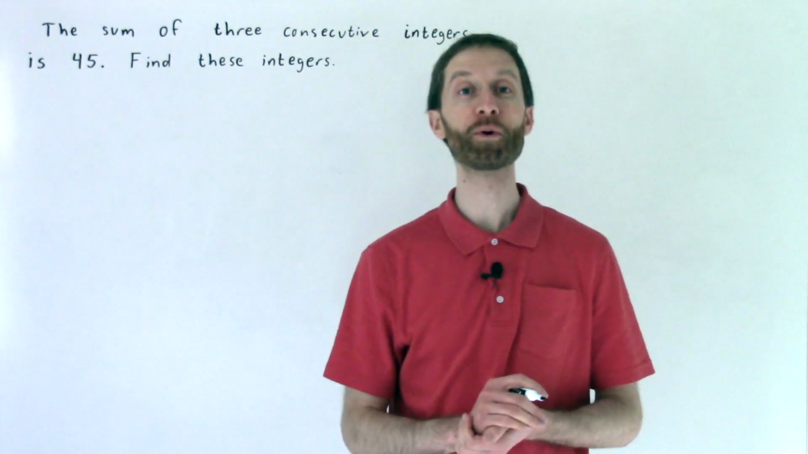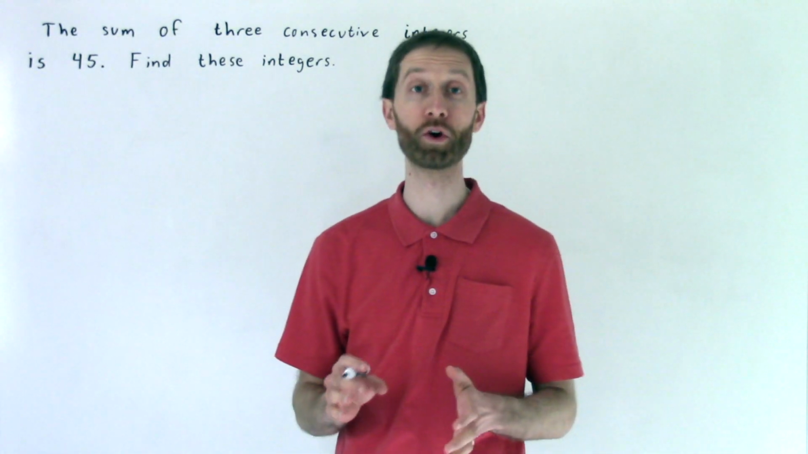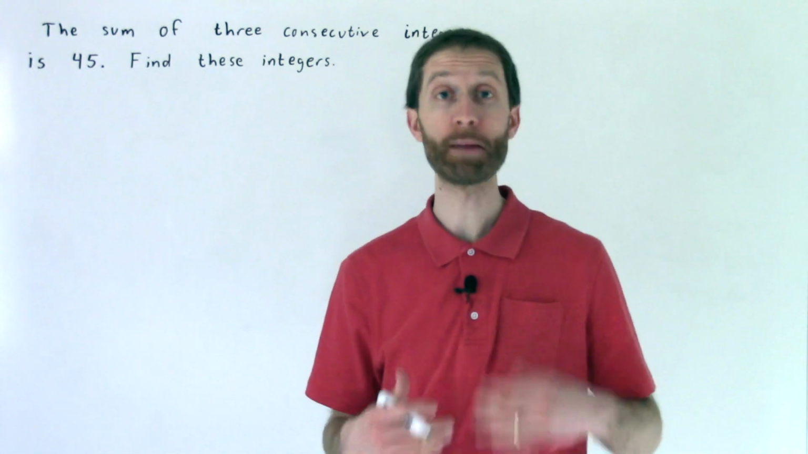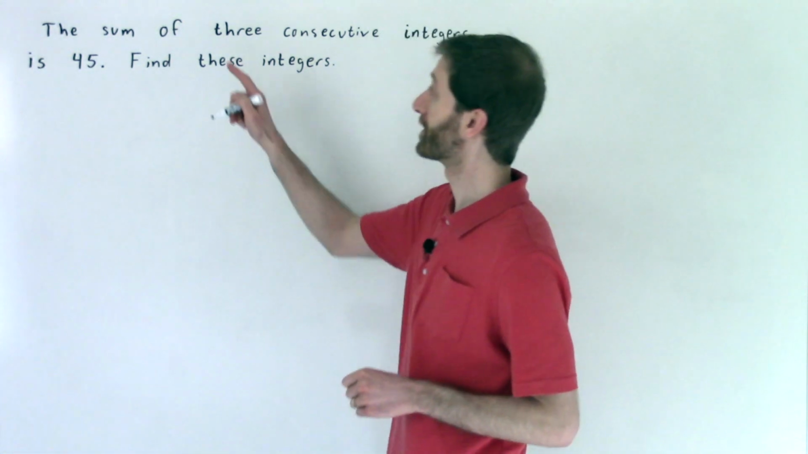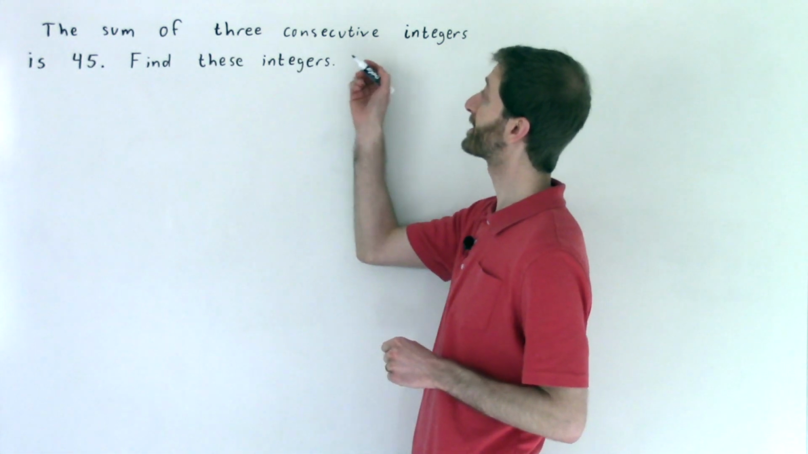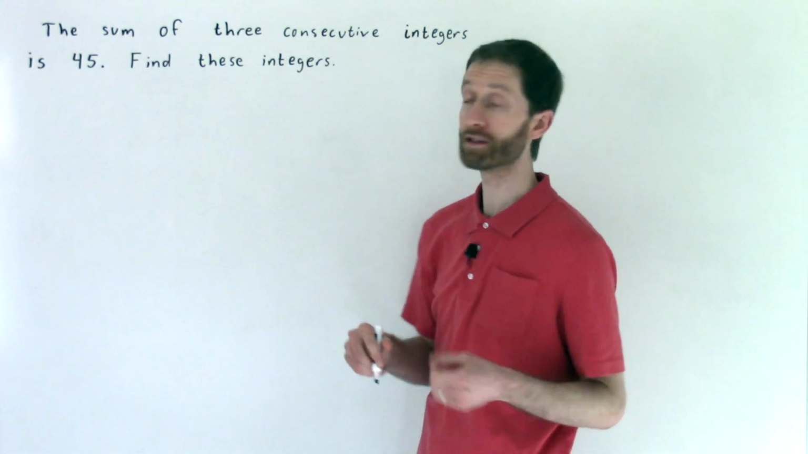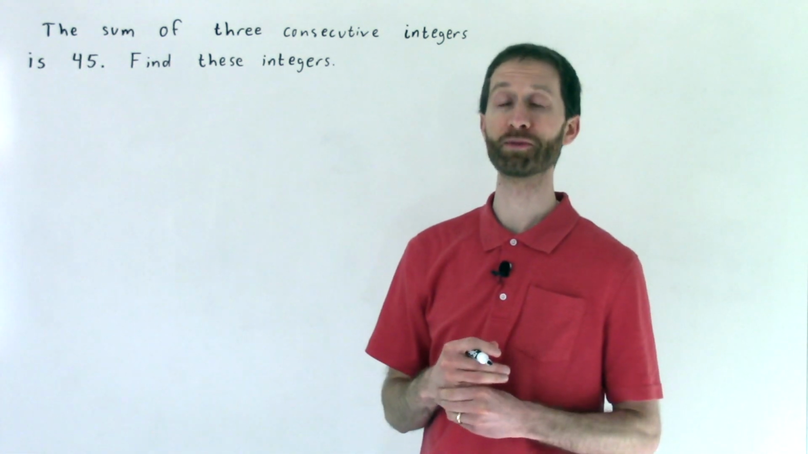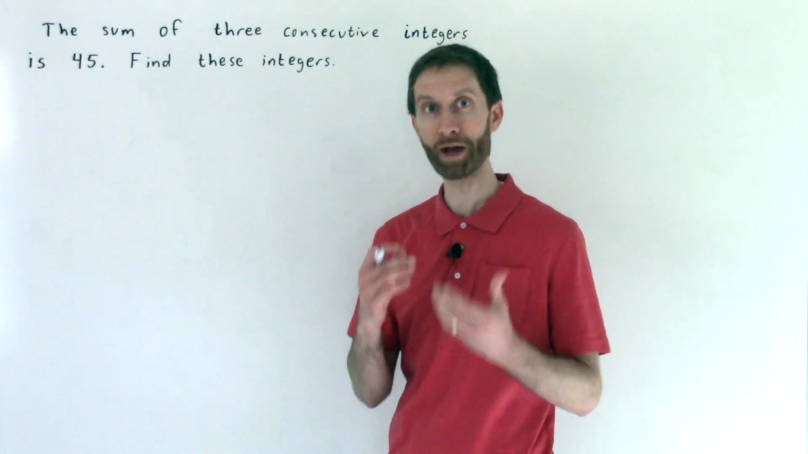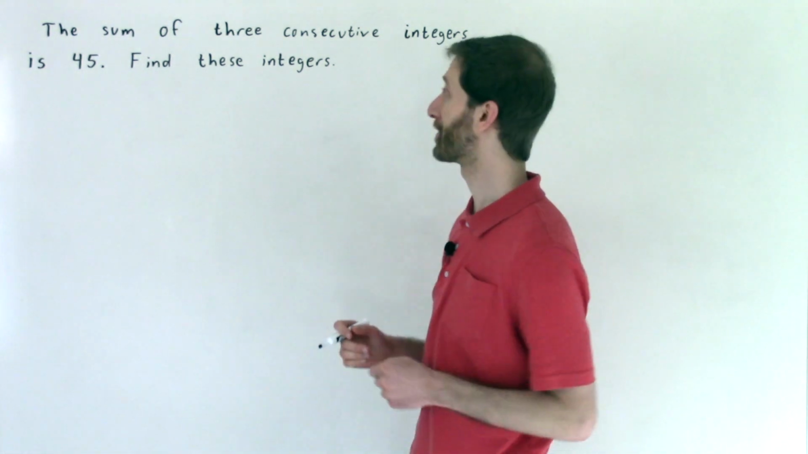In this video, we are going to go over a classic word problem that deals with a multi-step equation. Let's dive right into this one. This says the sum of three consecutive integers is 45. Find these integers. So these are the scary kind of word problems where you're not given much information and you have to run with it. So let's run with this one.